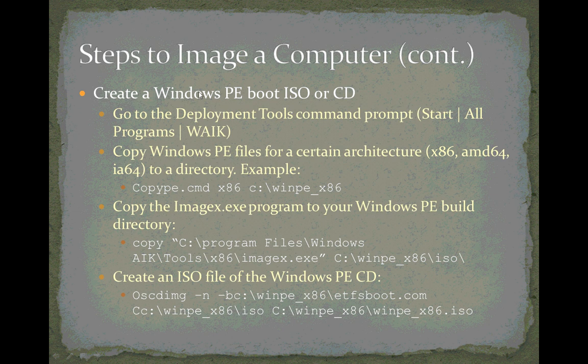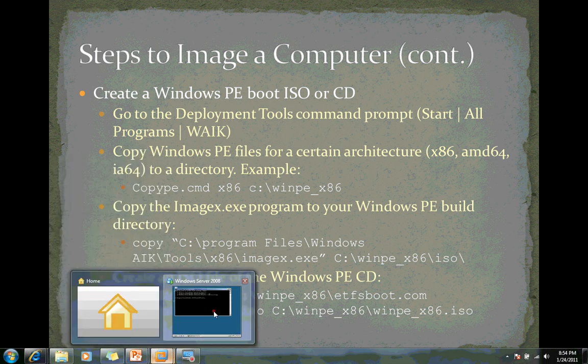from our virtual machine. So we need to go to the deployment tools command prompt, which I just got done doing. And then we're going to use this command right here to copy the Windows PE files for a certain architecture. You can do x86 for 32-bit, AMD64, or Intel Architecture 64. That's this parameter right here. I've specified x86 in the example that I'm showing you, but you could use either one. So we need to run this copype command and copy all of the files needed for a Windows PE boot disk into this directory called winpe_x86.